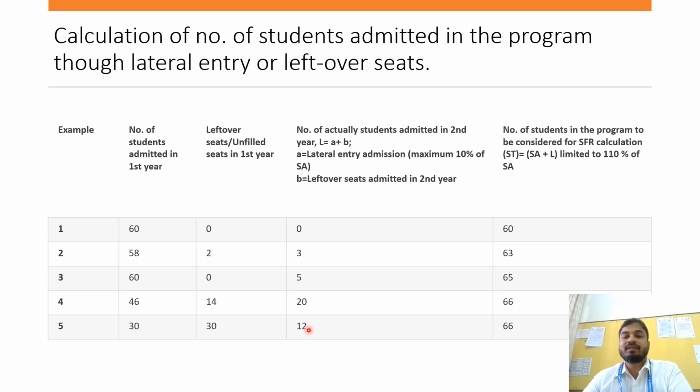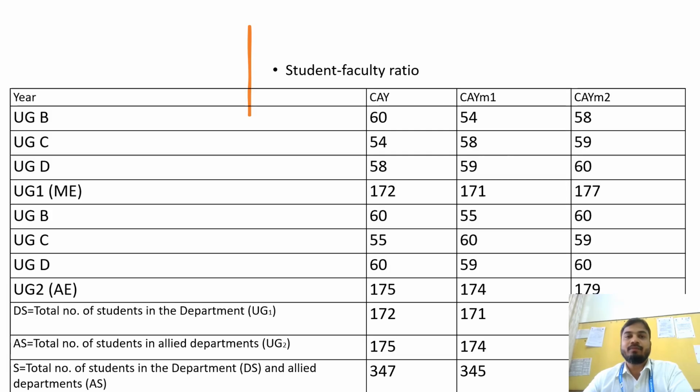Here, if the number is less than 6, that actual number will be taken into consideration. If it crosses 6, then only the maximum number will be taken. In any case, if you add it up, you will not be crossing the total of 110% of the sanctioned intake. That is, for a 60 intake, it will be 66 alone.